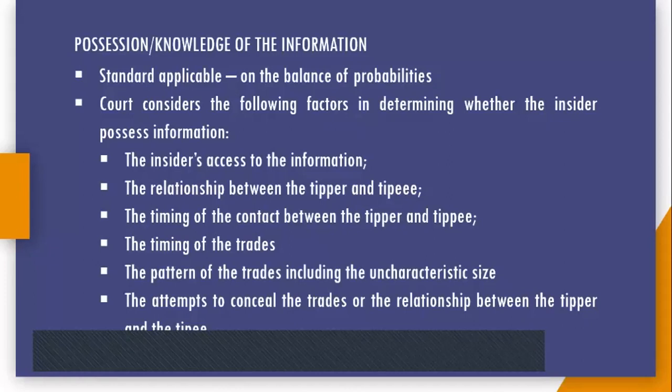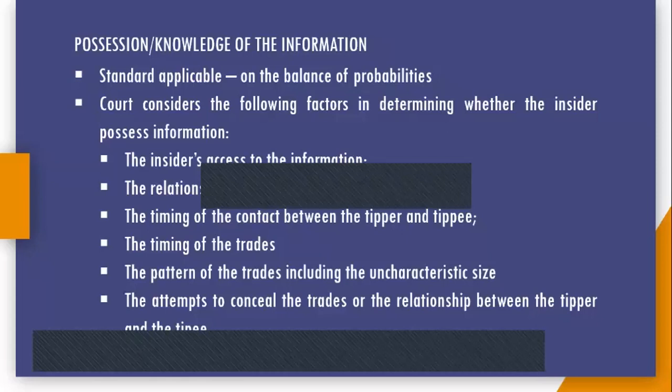These are the factors the court will take into consideration: his access to the information, of course his relationship, tipper and tippee, and the timing, when he got the information and when he disposed of it, whether very near or a long gap, the timing of the trades, and then the pattern of the trades. As we will see in the cases we discuss later, he had many other shares, but he only disposed of that particular share. He had shares A, B, C, D, but he only disposed of A. Why? That kind of pattern. Attempts to conceal the trades or the relationship between the tipper and the tippee will also play a part.